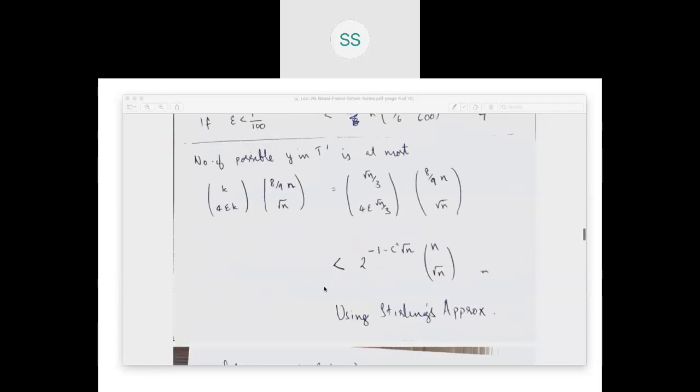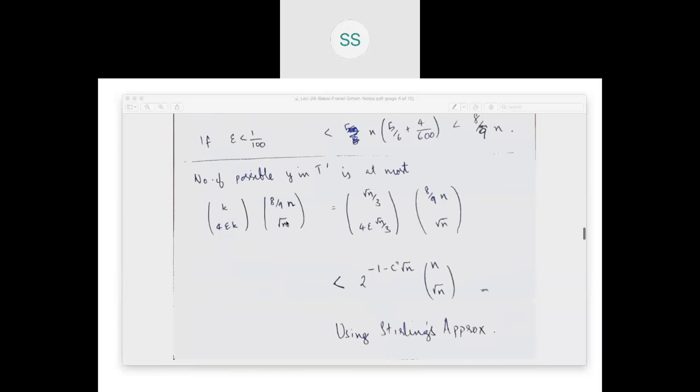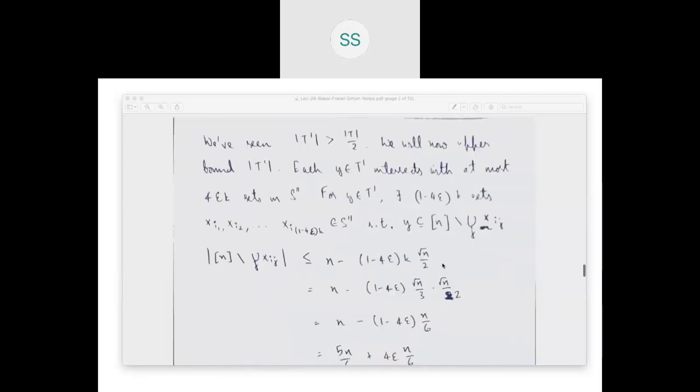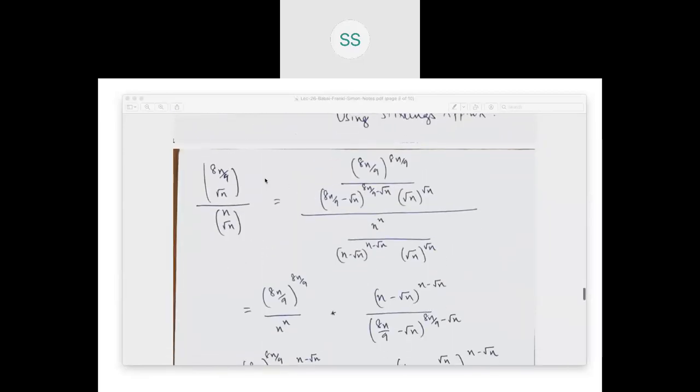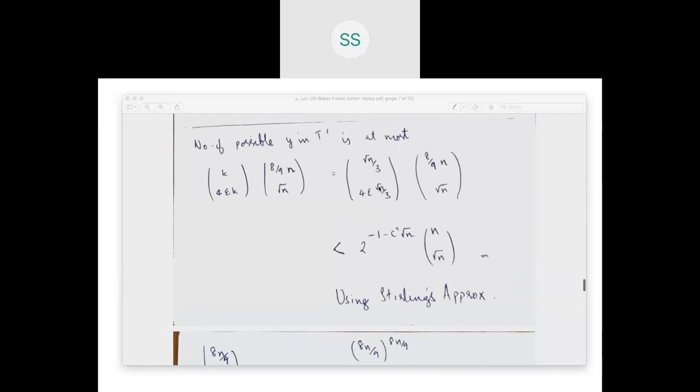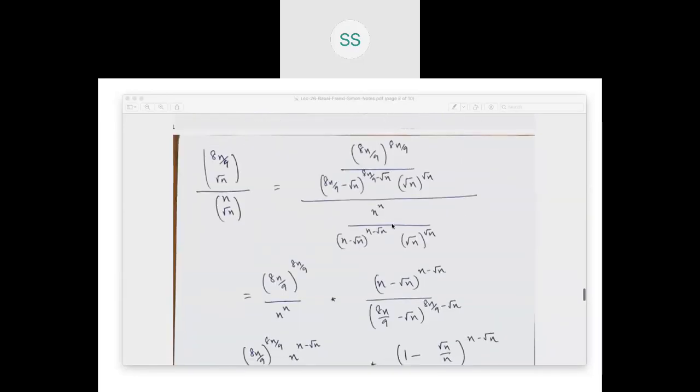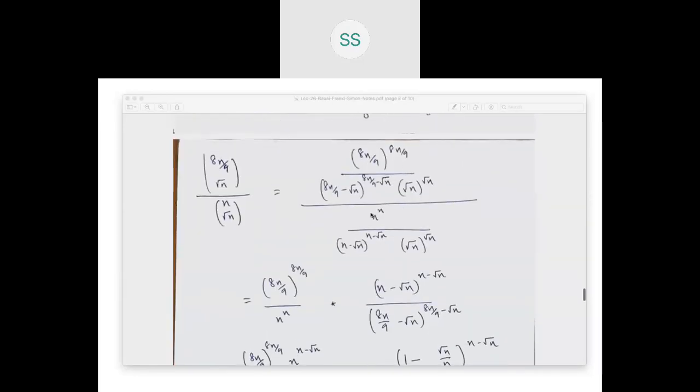Now let us look at the next term, that is 8n by 9 choose square root n. And in fact, we will take the n choose square root n in the right hand side and we'll compare it with that. So what is 8n by 9 choose square root n divided by n choose square root n? Again, like before, we write the m power m terms alone. So we have this in the numerator, and corresponding to n choose square root n, we have this.